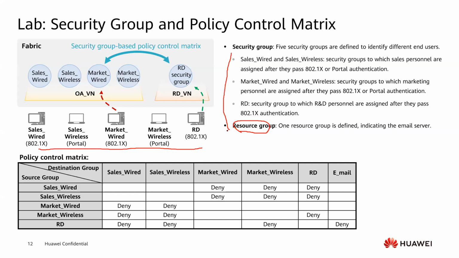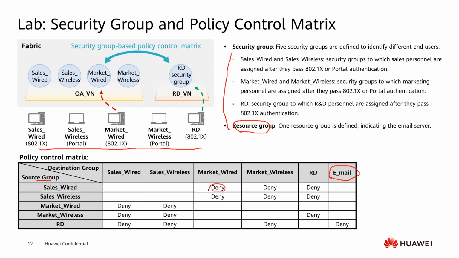And after you create them, we need to design and plan the policy control matrix based on the security groups. And we put those dynamic security groups on the source group, and also on the destination group, and put the services resource group on the destination group. And then, based on this planning table, you can deploy the policy control matrix on the controller.